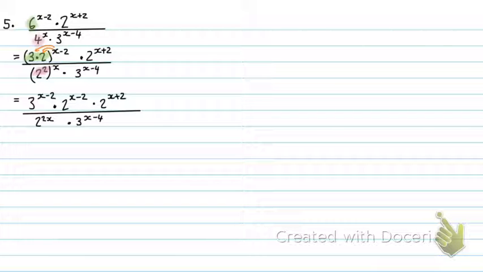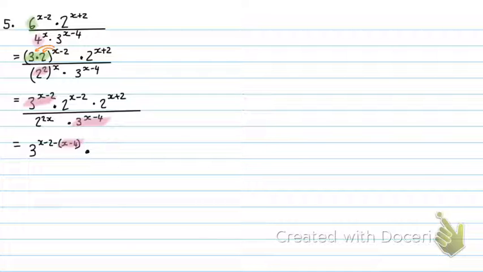Now I mark the same bases. I have 3's and I have 2's. So everything that's on top gets added, and everything on the bottom subtracted, of the exponents. So it's going to be 3 to the power x minus 2 minus, and in brackets, x minus 4. It's important that that part is in brackets. Number 2.